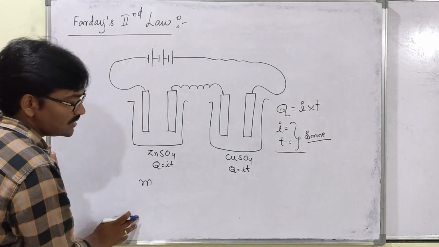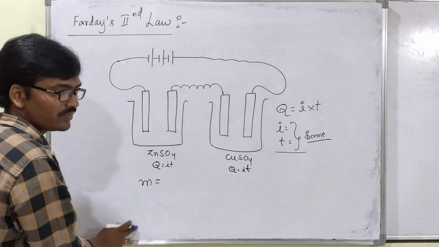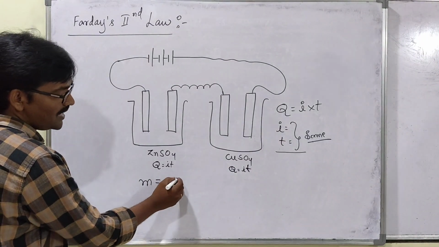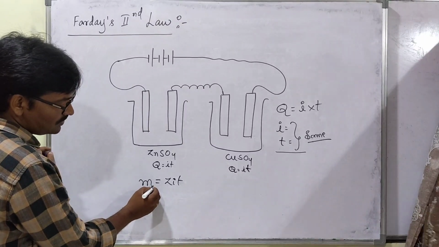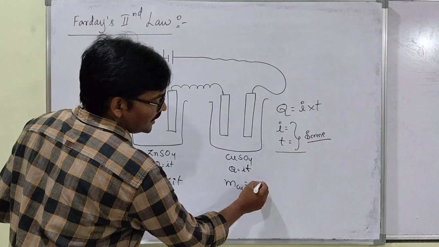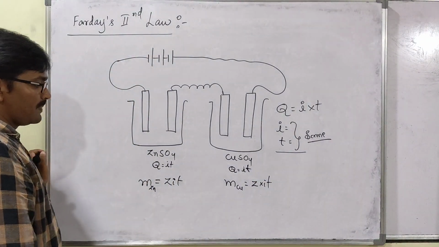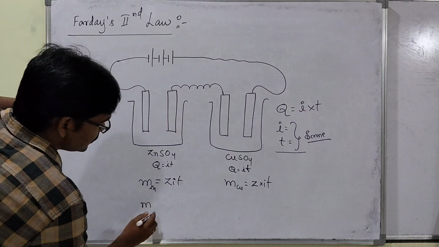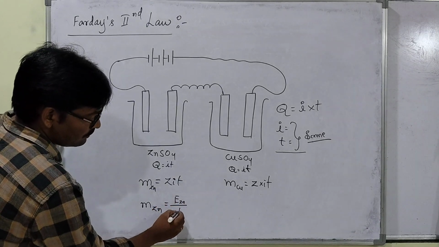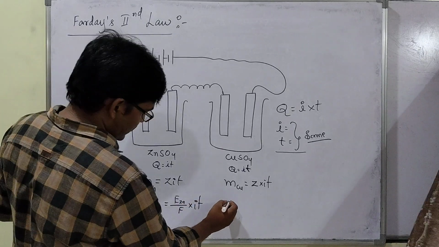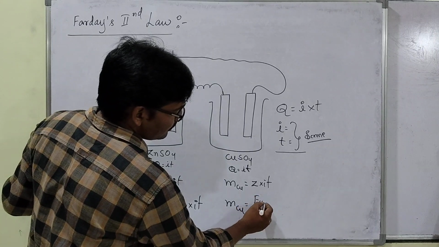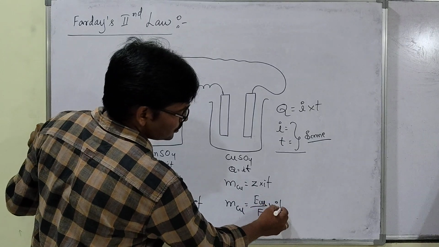Now the mass of the substance equals Z into Q, nothing but Z into I into T. So the mass of zinc deposited, and the mass of copper, equals Z into I into T. We can also write the mass of zinc as equivalent weight of zinc divided by Faraday, into I into T. Even here, the mass of copper equals equivalent weight of copper divided by Faraday, into I into T.